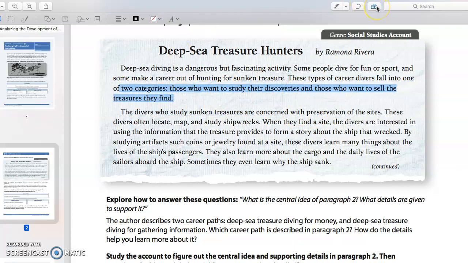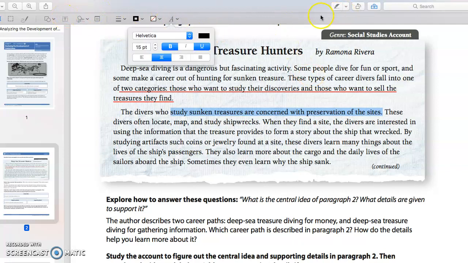So I always think, what would I do? I would want to study, I think, just because I'm a teacher, but you might want to sell the treasures that you find. The divers who study sunken treasures are concerned with preservation. All right, they want to keep everything safe. That seems important to me too, so I'm going to underline that.